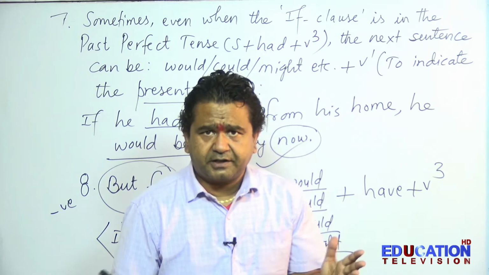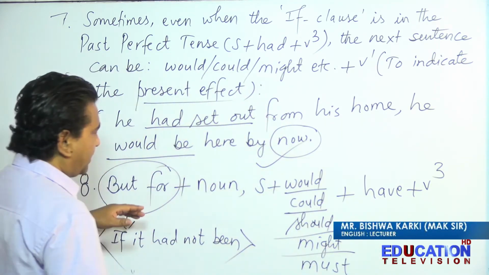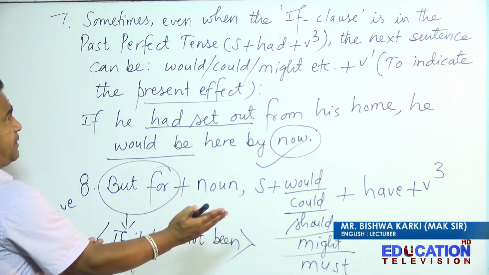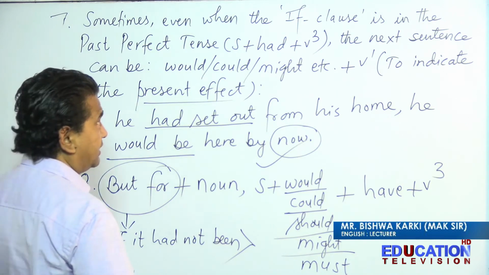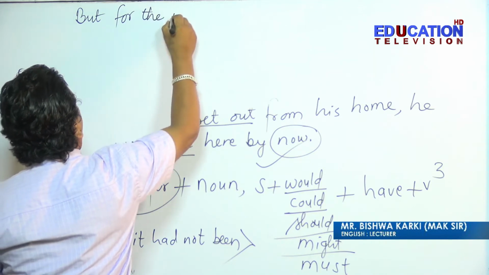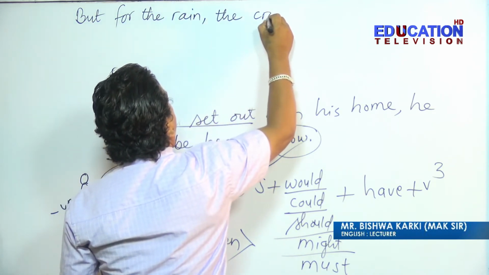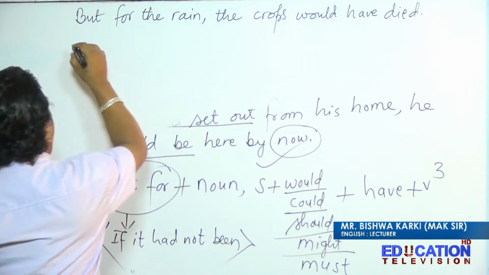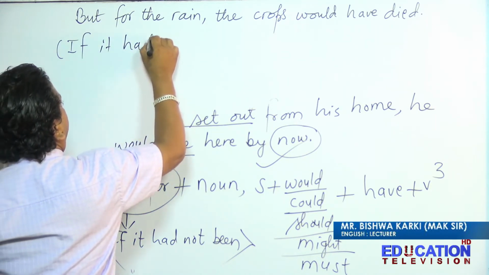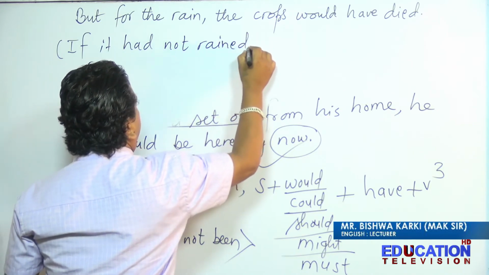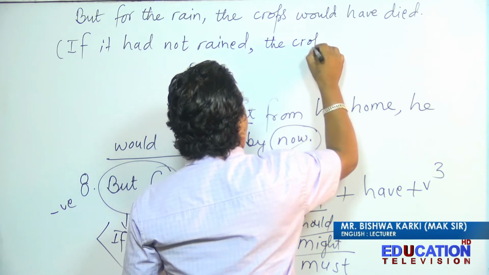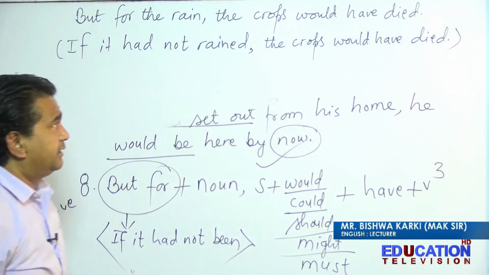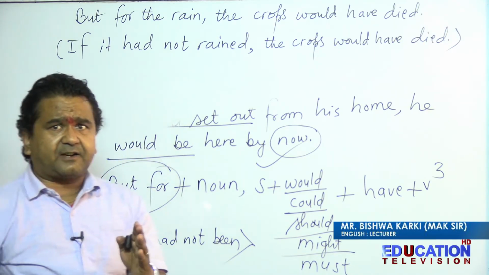Let us see with examples and you will understand it clearly. But for plus noun, and the next sentence would be would have plus V3, or could have plus V3, or should have plus V3, might have plus V3, or must have plus V3. How is it? Let us see. But for the rain, the crops would have died. It means if it had not rained, the crops would have died. Look, but for the rain, the crops would have died means if it had not rained, the crops would have died.